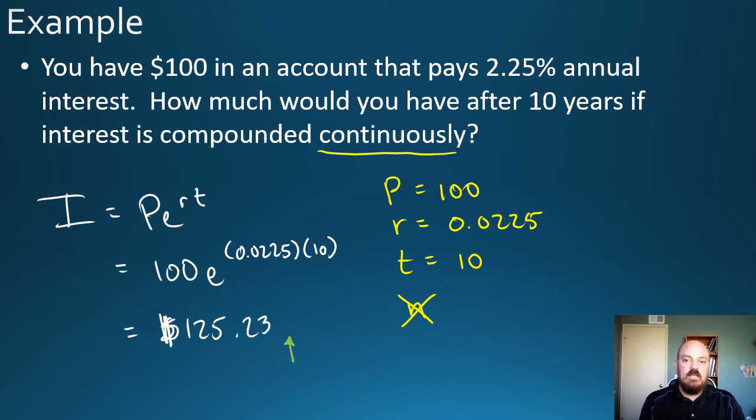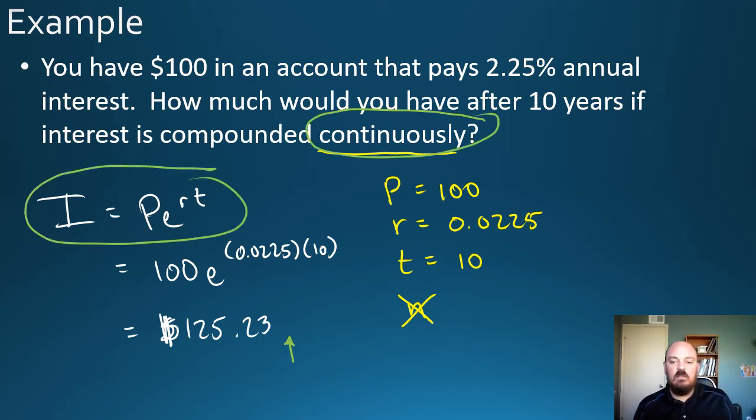So yes, the concept here is the more often that you compound, the more you're going to make by little bits. But what you really want to know is when to use this formula. So remember, the key is if you see the word continuously, this is your formula. If you see anything else, compounded yearly, monthly, whatever, you got to use that other formula.